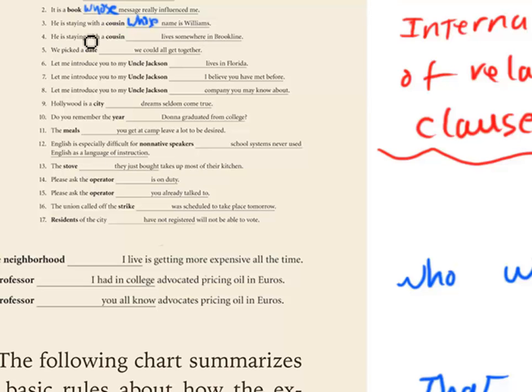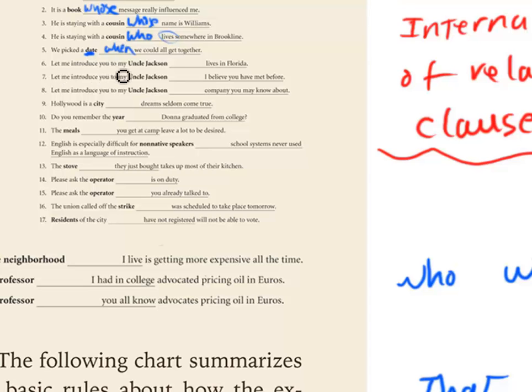He is staying with a cousin who lives somewhere in Brooklyn. This is the subject. Who? Why is it who? Because this cousin is doing the action of living. The cousin lives. Who lives? The action of the verb lives. We picked a date. That has to do with time, doesn't it? When we could all get together.